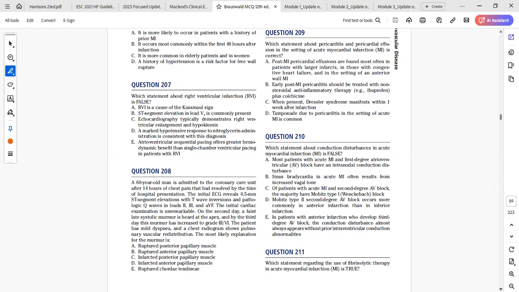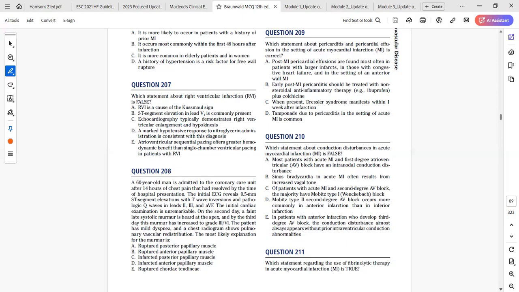E, in patients with anterior infarction who develop third degree AV block, the conduction disturbance almost always appears without prior intraventricular conduction abnormality. It's also a true statement. So most of the patients that had the inferior infarction may progress; they may have had grade 2 before they now have grade 3. But for anterior infarction, you can just have the sudden onset of a third degree AV block without prior intraventricular conduction abnormalities. So the answer to this question 210 is A.